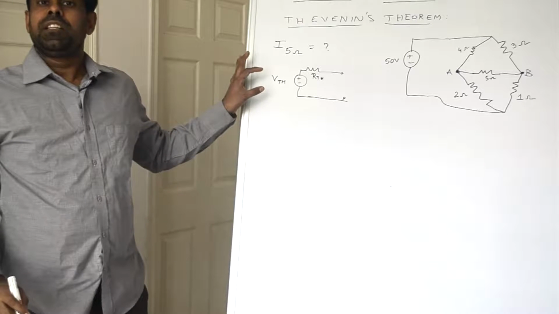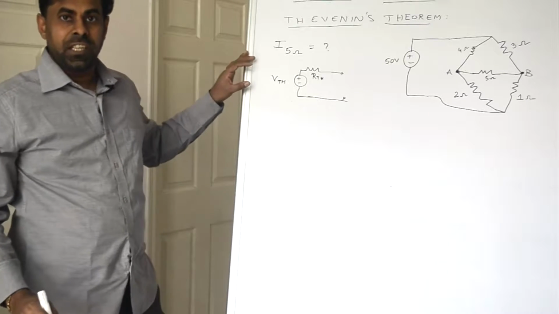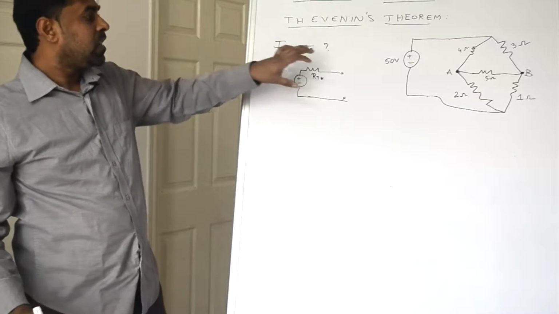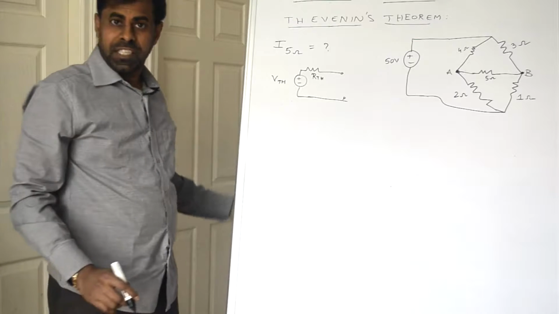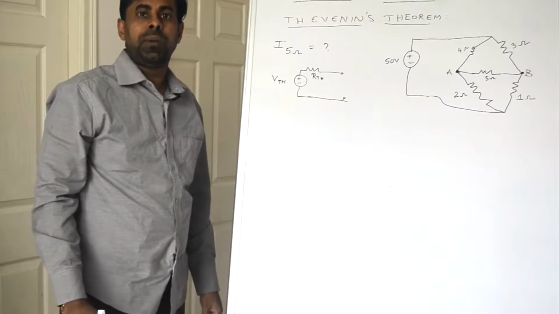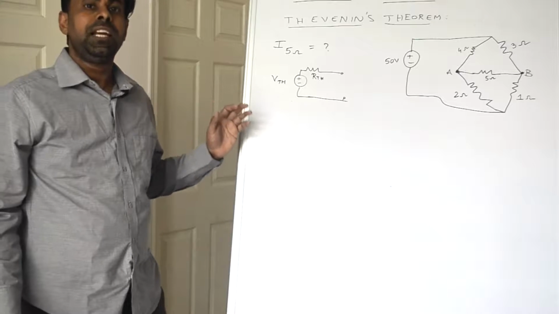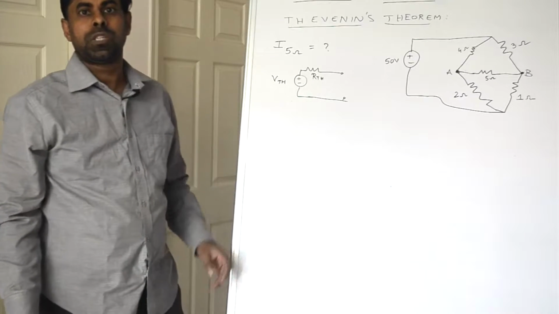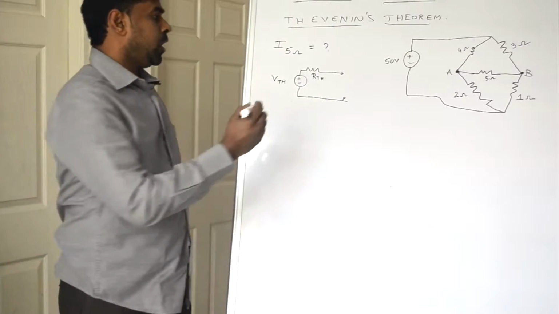This V Thevenin is the voltage we are going to get across the open circuit terminals, and R Thevenin is the equivalent resistance across the open circuit terminals when all the sources are replaced by their internal impedances. That means voltage sources are made short circuit and current sources are made open circuit.